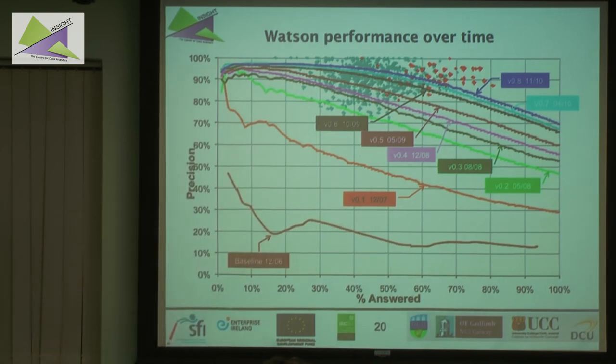In March 2009, they organized a show against Ken Jennings, and at that time Watson performed almost at the worst level compared to Ken Jennings. There was still a way to go. But in 2011, they had developed all the features, finished it, and won the Jeopardy game.